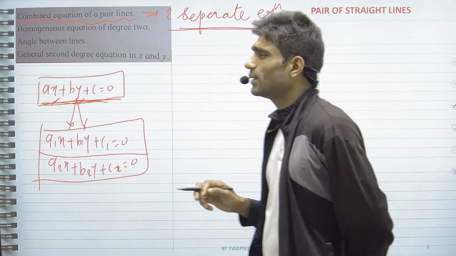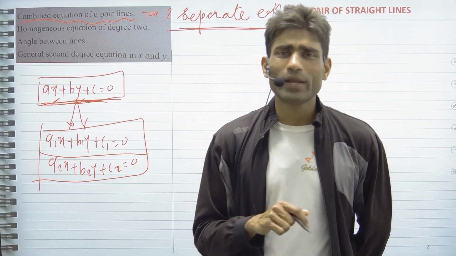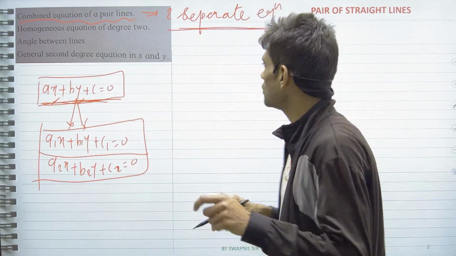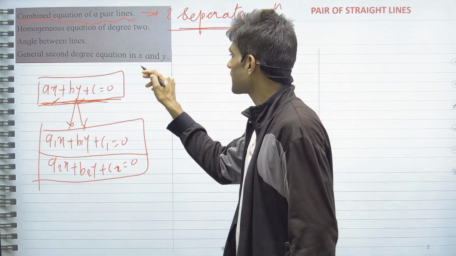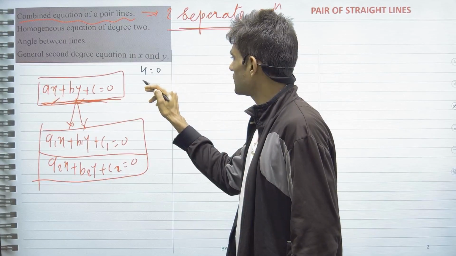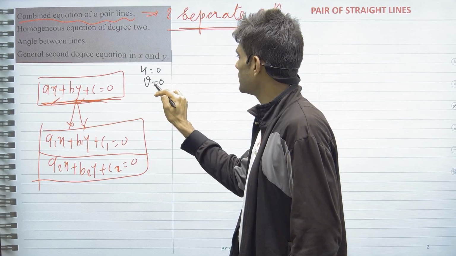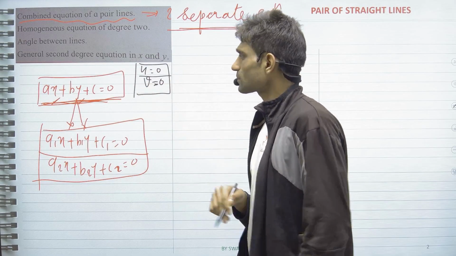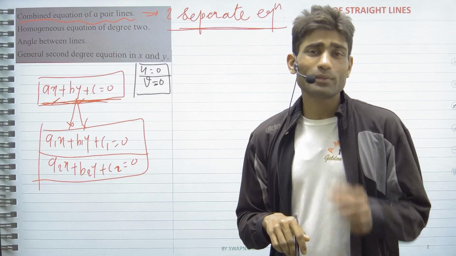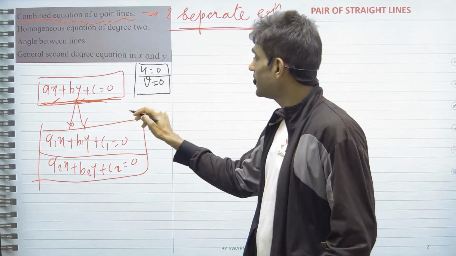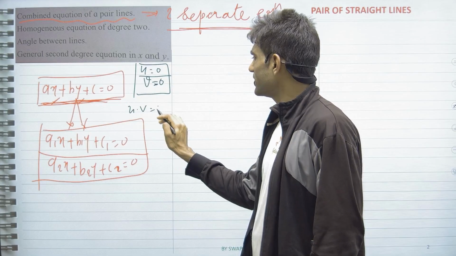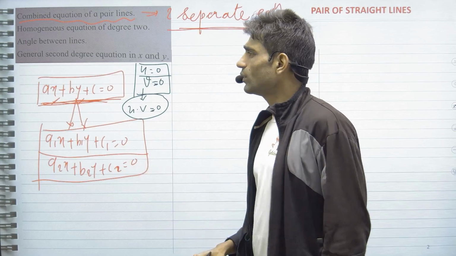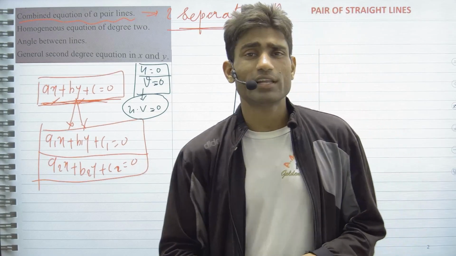We just need to multiply both of them. When we have u equal to 0, it is a single line, and v equal to 0 is the other line. So u equal to 0 is the first line, and v equal to 0 is the second line. The combined equation of these two lines is u into v equal to 0. So the separate equations get converted into the combined equation of our pair of straight lines.